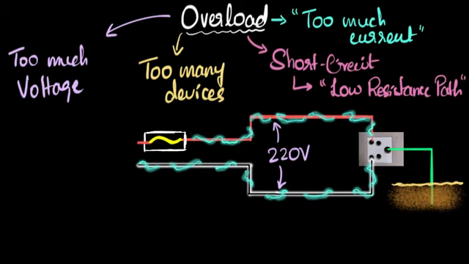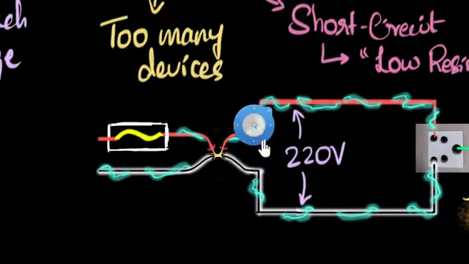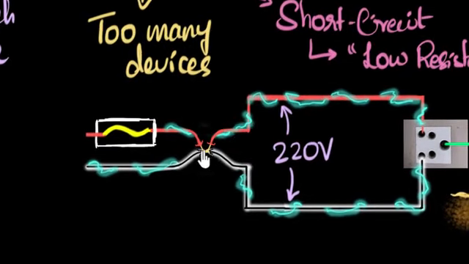But now imagine somehow the live wire and the neutral wire lose their insulation and they start touching each other. Let's say something like this happens. Let me zoom in over here. This is where they have lost insulation and the wires are touching each other. Now notice, there is a path from the live to neutral over here. Current can flow like this.